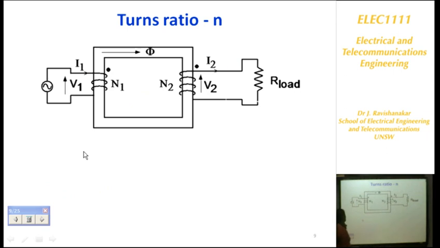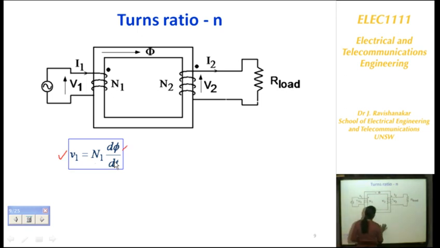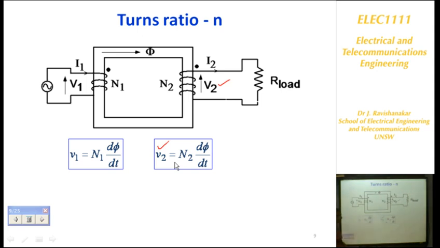Okay. Now we have something called the turns ratio. We already saw that the voltage in the secondary depends upon something called the turns ratio. So what is the turns ratio? Here we have a voltage by Faraday's law of electromagnetic induction. This voltage V1, which is appearing across the primary winding, is given by N1 times d phi by dt. What is phi? Phi is the flux which is linking commonly with the primary and the secondary. So it is N d phi by dt. Similarly, we can write for V2, the voltage across the secondary, as N2 times d phi by dt.